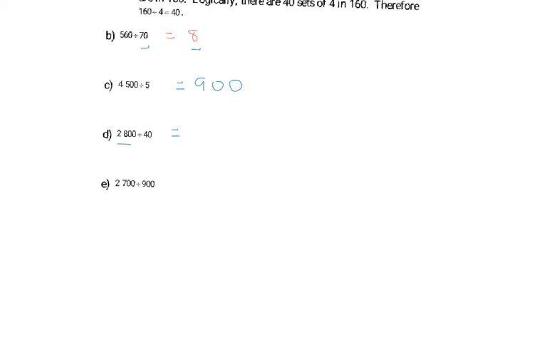So I've got 28 divided by 4 gives me 7. 40 times 7 gives me 280, because there's only 1 zero here. So to get the extra zero, I need an extra zero on my answer. So it's going to be 70. 2,700 divided by 900, well, 27 divided by 9 is 3. 900 times 3 will be 2,700, so I don't need to add any zeros to that question.